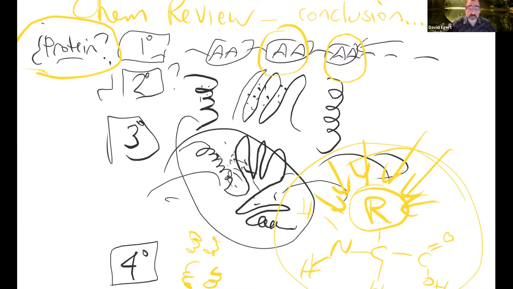So it's important to remember that the amino acids aren't just like little doohickeys. They're actually functionally different from each other in terms of what kind of chemical interactions they like to participate in. All right.